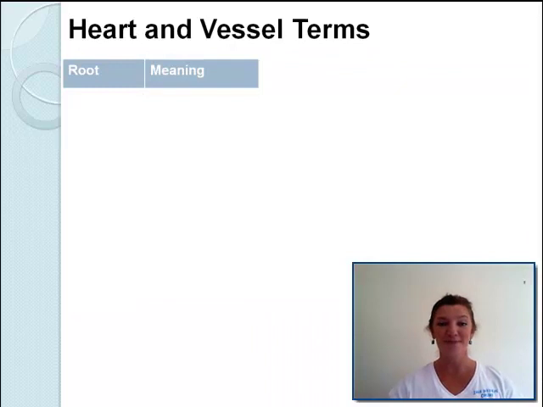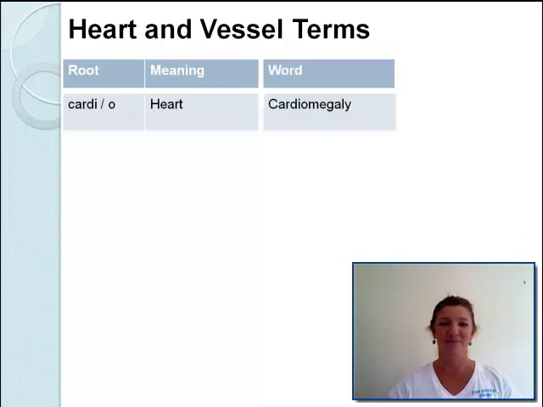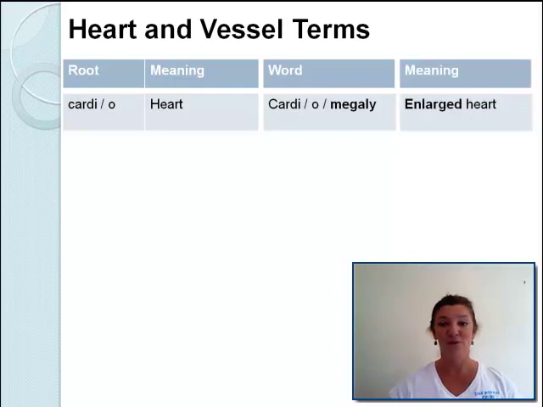Some more root terms. Cardi or cardio means heart. Our word example, cardiomegaly. I said before I like this word, I still like it now. Cardiomegaly, let's break it down. Well, megaly means enlarged and cardi is heart. So therefore, it's an enlarged heart.